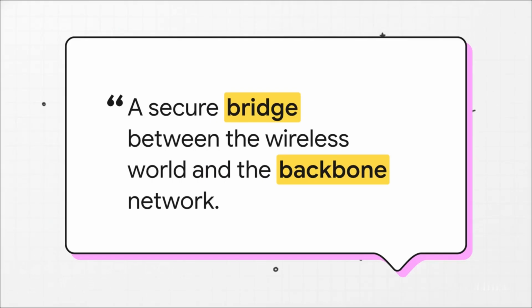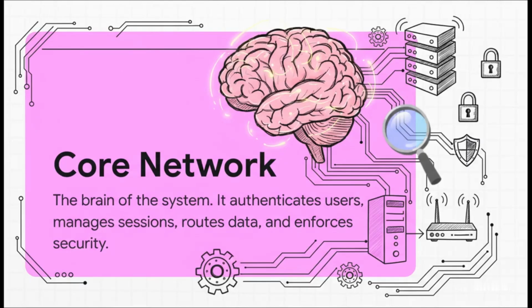And this is a really great way to think about what it does. The base station isn't just a simple antenna. It's a secure bridge. It's what connects the Wild West of the public airwaves to the super private, super protected core network. And that brings us perfectly to our third and final pillar, the core network. Think of this as the brain of the entire system. It's this complex web of servers and routers that does all the heavy lifting. It authenticates you, it routes your data to the right place, and it enforces all the security rules.